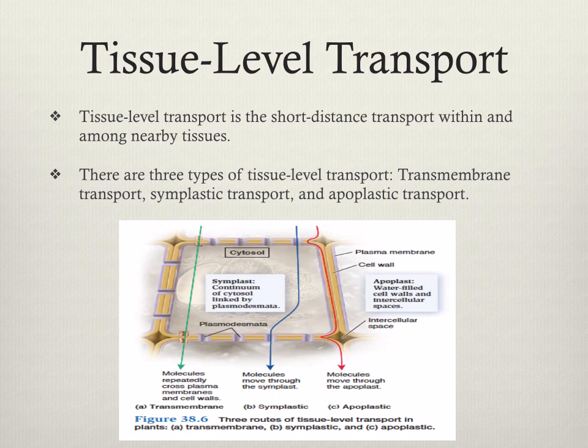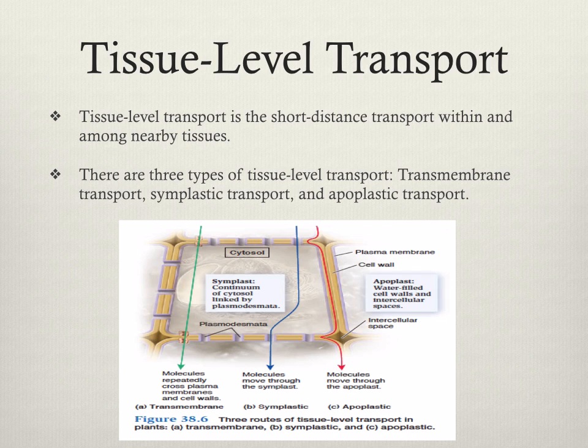Tissue-level transport occurs in three forms. First is transmembrane transport, which involves the export of a material from one cell, followed by import of the same substance by an adjacent cell. Second is symplastic transport, which is the movement of a substance from the cytosol of one cell to the cytosol of an adjacent cell through membrane-lined channels called plasmodesmata.